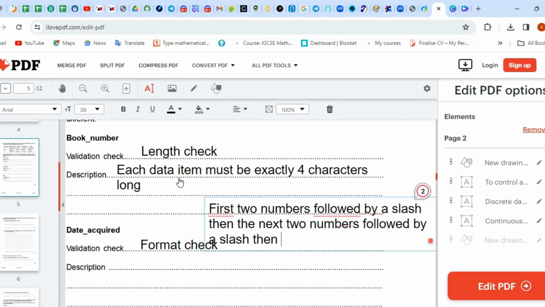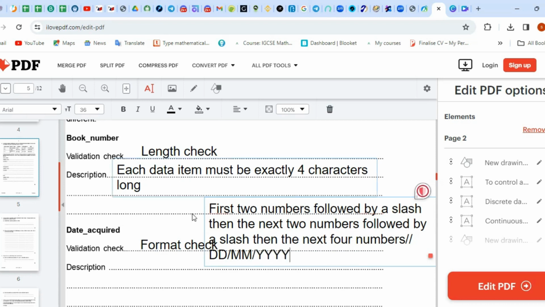Then the next four numbers, followed by what? Then the first four numbers. The next four numbers. So you have an example. What's the example I'm going to give you? You have DD, you have MM, you have YYYY. Do you know where you used to see that?